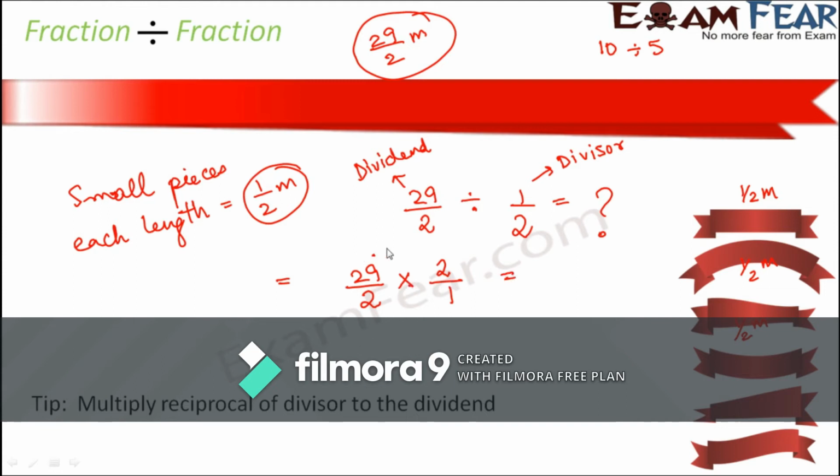So what do you get now? It is simple multiplication, 29 into 2 and 2 into 1, right? So this is 58 by 2. So now when you divide 58 by 2, you get 29. That means you will get 29 pieces of ribbon when you cut this big ribbon. So this is how you will divide a fraction by a fraction.